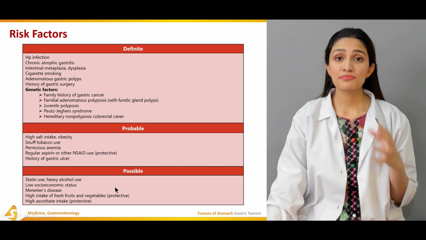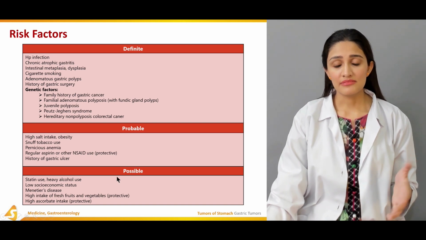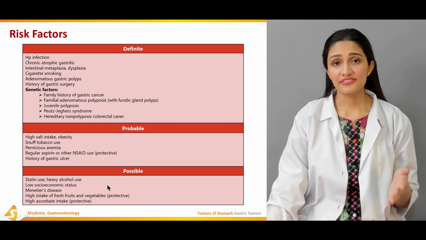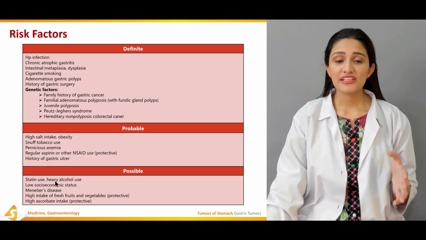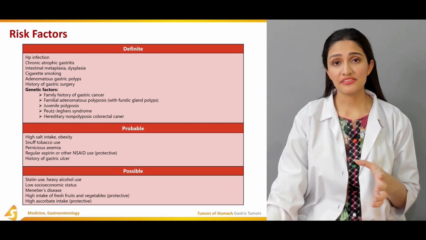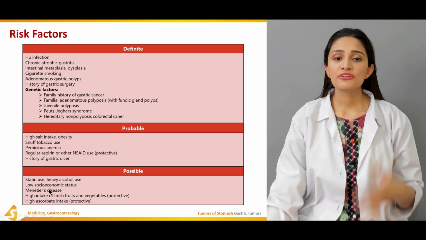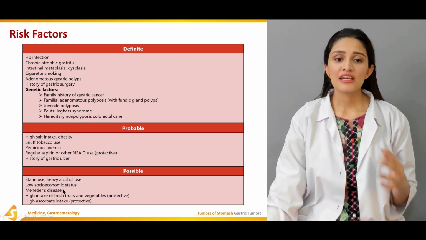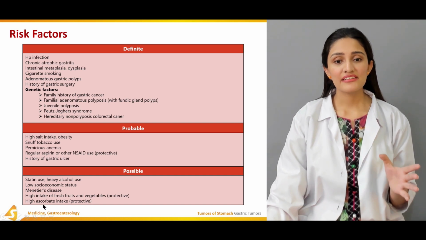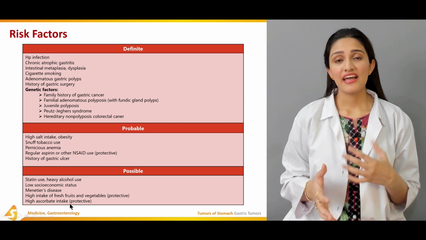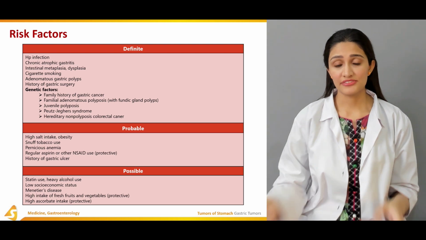Lastly, there are the possible risk factors. A lot of studies are going on to determine if these risk factors have a role in the development of gastric cancer. Statin use has a protective role. Other than that, alcohol has a negative role in the development of gastric cancer. Low socioeconomic status and Meniere's disease are also listed, while high intake of fresh fruits and vegetables is a protective method, and high ascorbate intake has a more positive role in the decline of gastric cancer development.